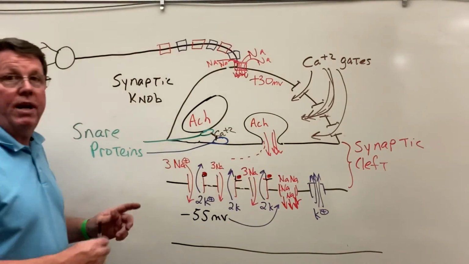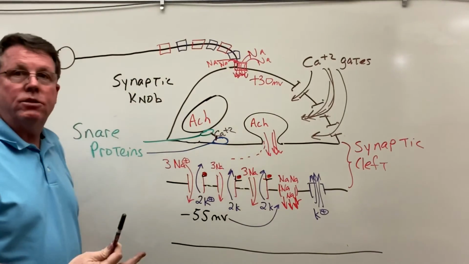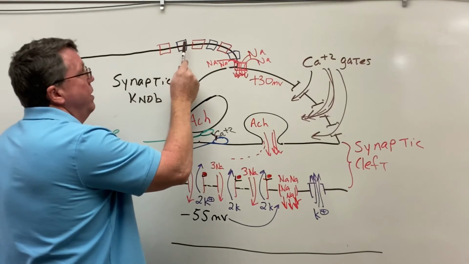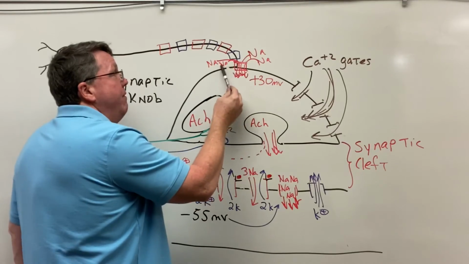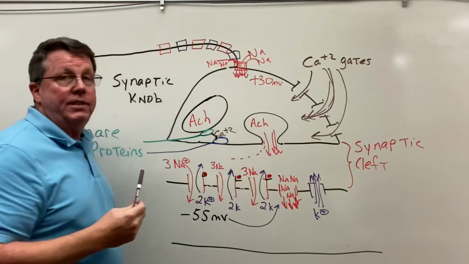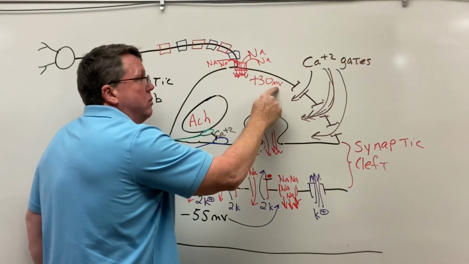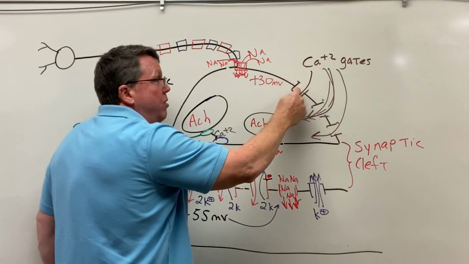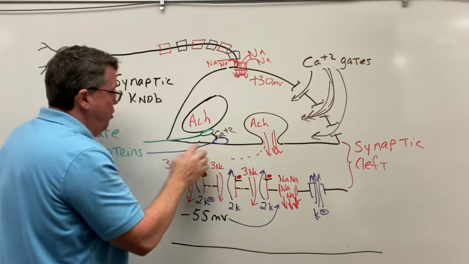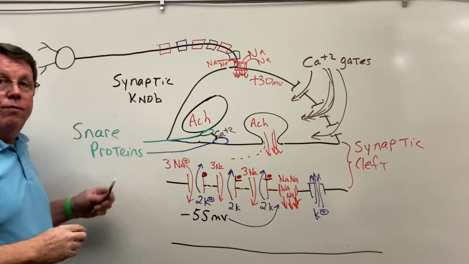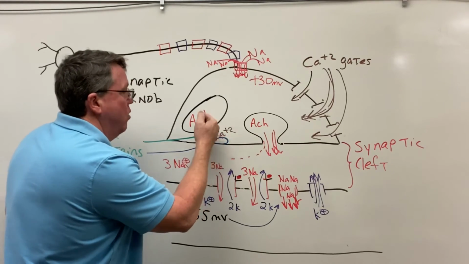So let's go back to this again. I had my impulse coming down, my action potentials coming down. These are opening and closing, opening and closing. Again, I have sodium gates and potassium gates all over this. I just stopped right here. Sodium rushes in, this goes to plus 30. That causes the calcium gates to open, which now calcium rushes in. Calcium forms a bond between my snare proteins. When it forms this bond between the snare proteins, I can now pull this acetylcholine out.